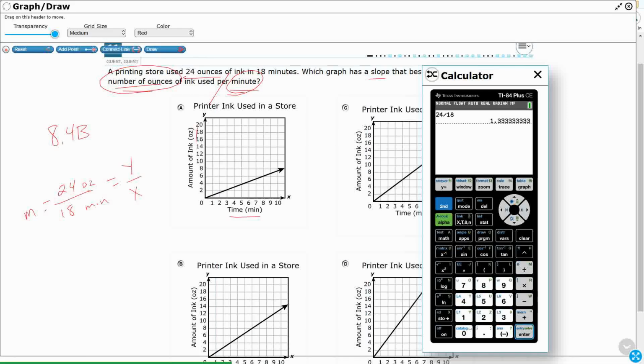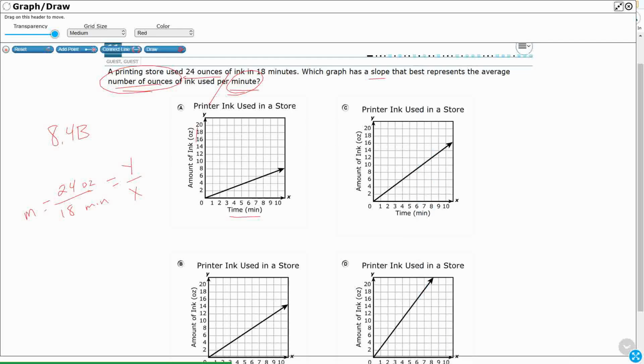All right, so that's 1.33333, or we can say 4 over 3, right? That's what that's going to simplify down to, 4/3. So I'm looking for one of these where I can just look at my origin, right? And my change in y means I'm going to go up 4 over 3. So I should land right there at y of 4, x of 3. And A does not do that for me. B does that for me.